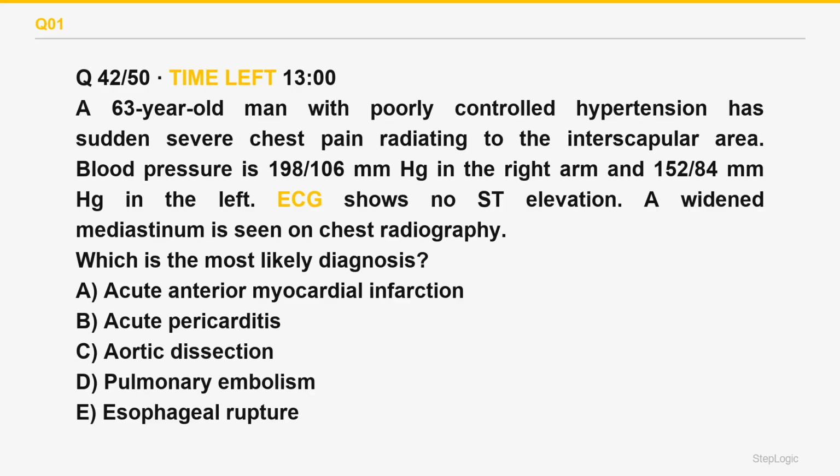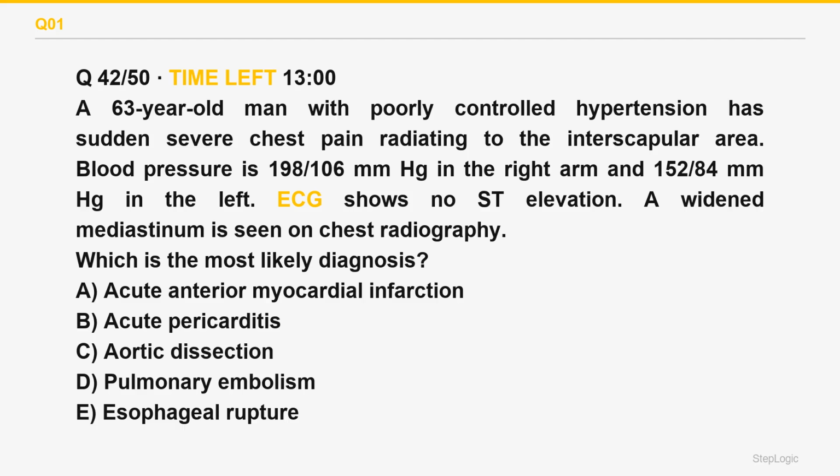Which is the most likely diagnosis? A 63-year-old man with poorly controlled hypertension has sudden severe chest pain radiating to the interscapular area. Blood pressure is 198 over 106 millimeters of mercury in the right arm and 152 over 84 millimeters of mercury in the left. ECG shows no ST elevation. A widened mediastinum is seen on chest radiography. Read the command: the most likely diagnosis.